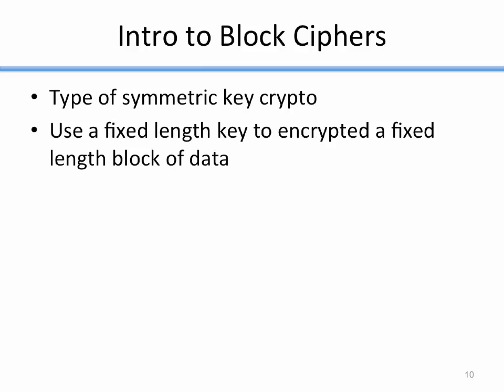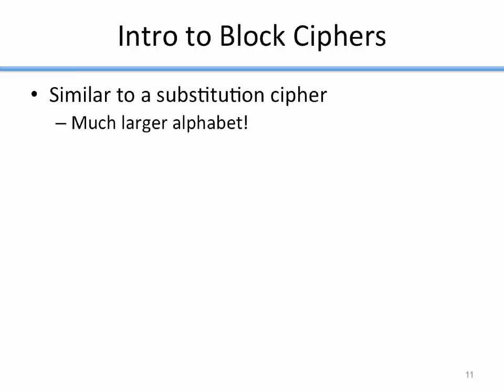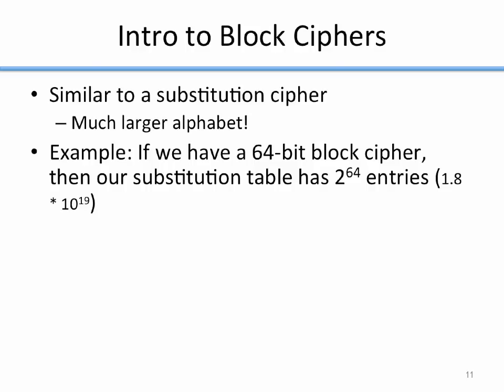But a block cipher encrypts exactly one block of data, and the size of that block is usually fixed based on the algorithm. So as an example, I could have a block cipher that operates on 64-bit blocks of data and uses a 128-bit key. Now this is similar in some ways to a substitution cipher, but just with a much larger alphabet, right? So if we had a 64-bit block cipher, then that would mean that every potential input block has a one-to-one correlation with a potential output block.